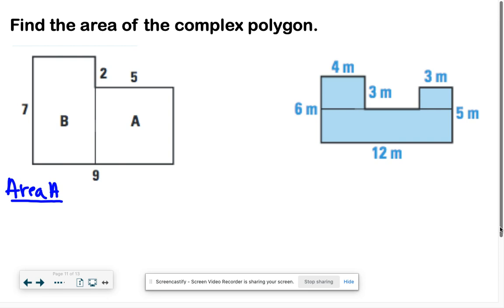So now we just look. I know I have a base of 5, right? But then what would my height be? 5. Ooh, how'd you get 5? Because it's a square, so it's going to be all the same sides. Yep, so he noticed that it's a square. If you didn't see that, this whole side is 7, but up to here is 2. So what's left of 7? You take 2 away. 5. Yeah. Perfect. So 5 times 5 is 25.